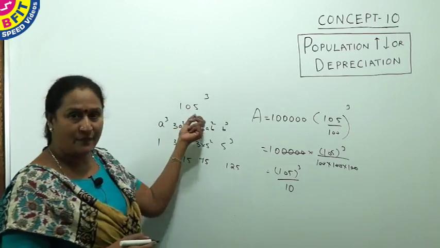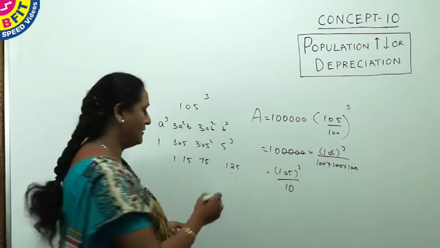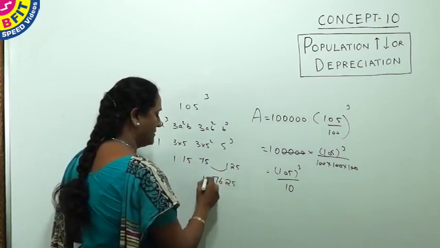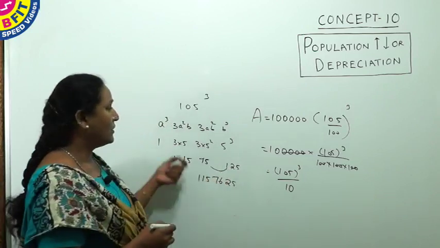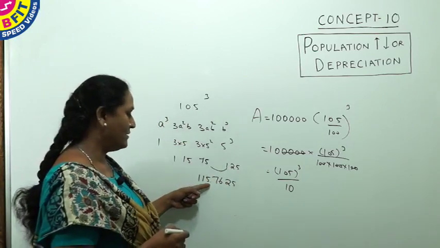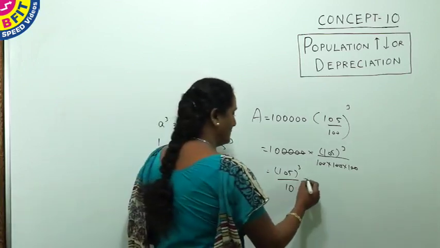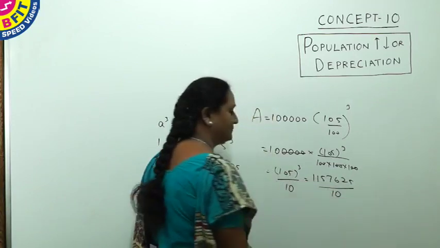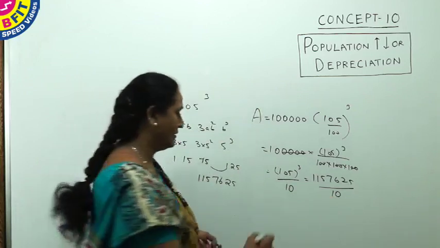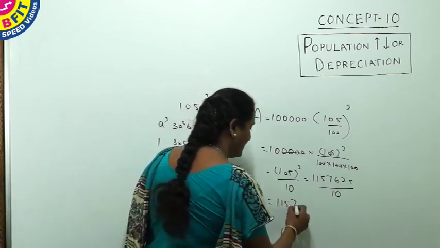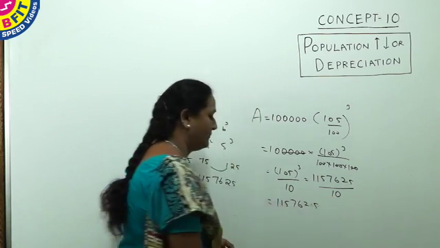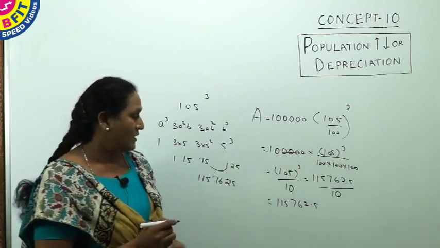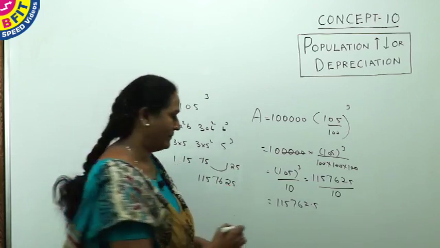Now as this is of base 100, we can have 2 digits in each term. So the answer will be 25. Adding the carried 1 with 75 is 76, then 15 and 1. So the cube of 105 is 115, 7625. Divided by 10. Now what will be the population after 3 years? It is 11576.25. As we can't have a decimal for population, the rounded off number according to the option is 115763.